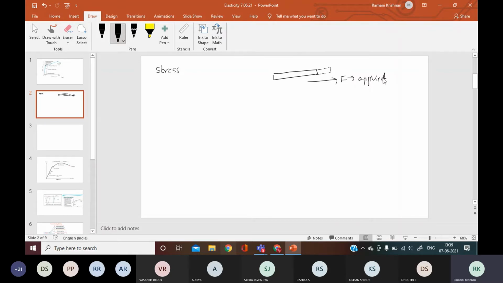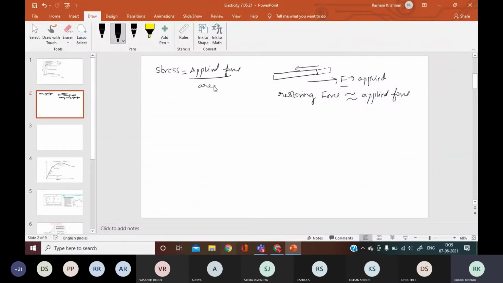Once I remove this applied force, the body will try to come back to the original position, so there is a restoring force. We have already finished simple harmonic motion, so there is a restoring force acting on the body, and this restoring force is equal to the applied force. So we define stress as applied force per unit area.